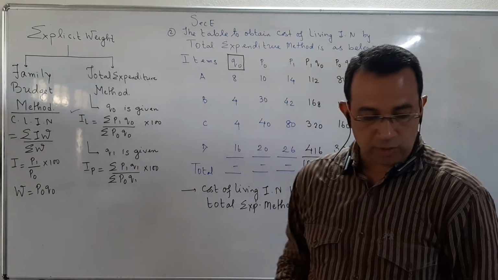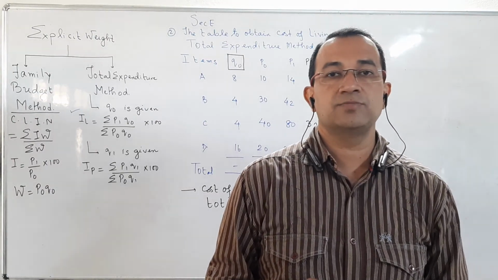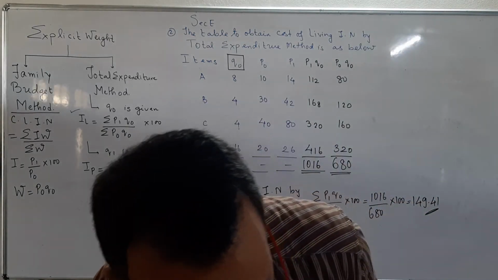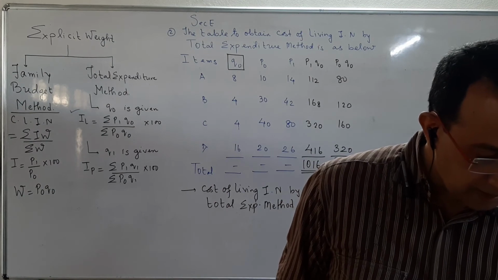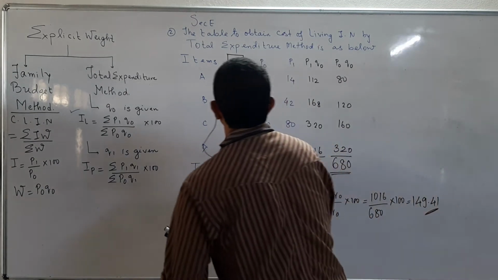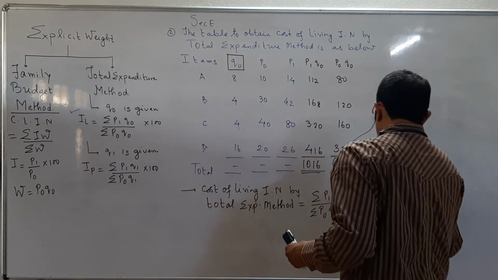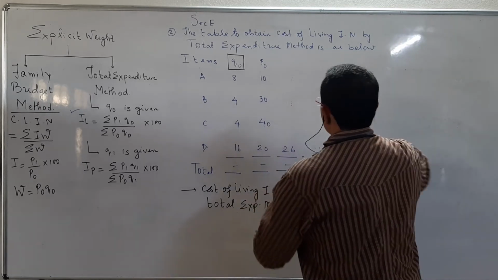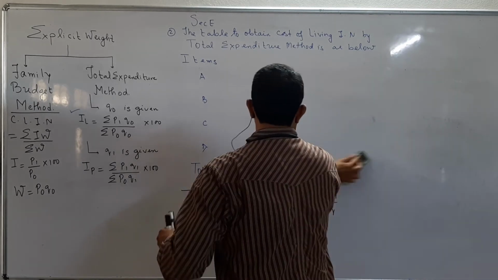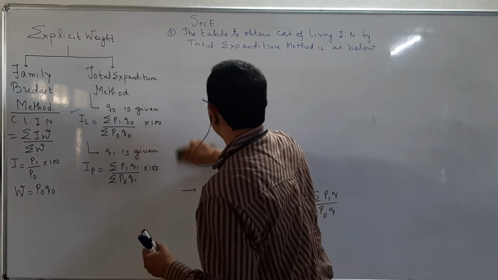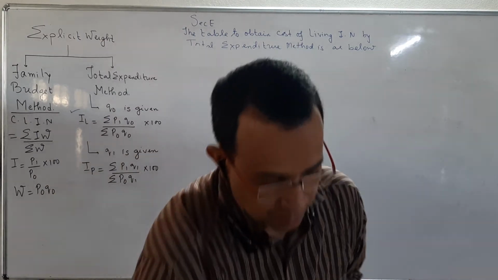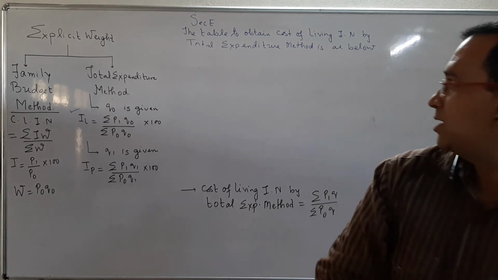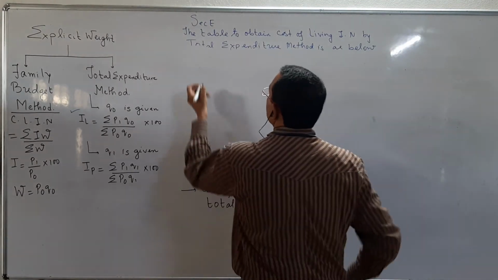Okay, now students, we are doing one more sum, and that is the third sum, the last sum for the lecture. Then students, we will conclude. Compute the index number by total expenditure method for the year 14, taking 13 as the base. Now, let us erase these columns. The title, of course, remains same. So, the table to compute cost of living index number by total expenditure method is as below.